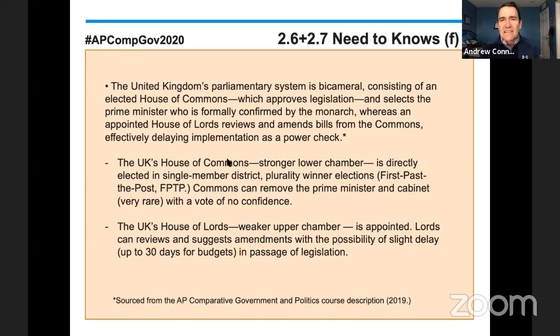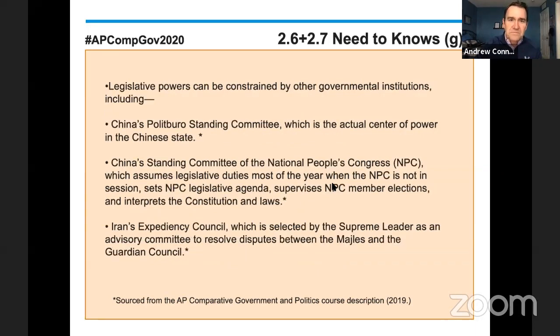It is directly elected in what we call first past the post elections. First past the post is a synonym for single member district elections, where there's only one winner per district, or what they call in the United Kingdom constituencies. And we do know that a key power of the House of Commons is that it can remove the prime minister with what's called a vote of no confidence, which is rare, but it definitely is a potential power of the House of Commons over the executive.